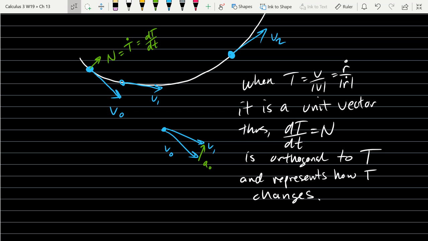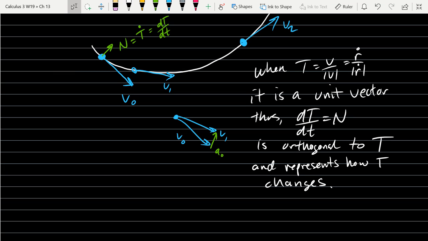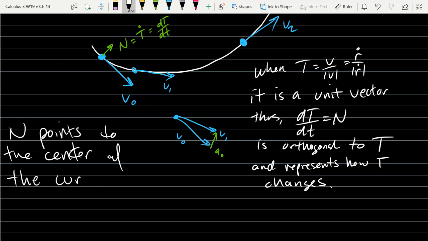Now, if your particle is going completely straight, meaning your velocity is going to be constant for a couple of units of time, then your N can actually be 0. If you're going in an actual straight line, your velocity won't be changing, so your N can be 0. N's always going to point to the center of the curve that you're on, and this curve is approximated by a circle.